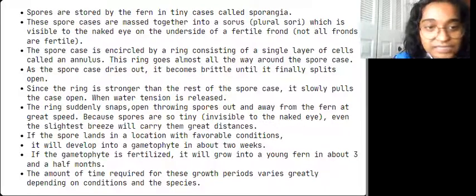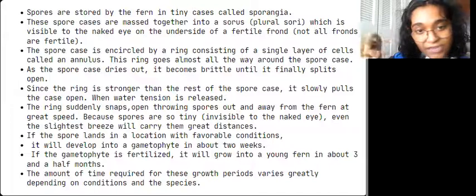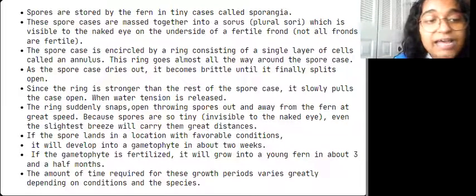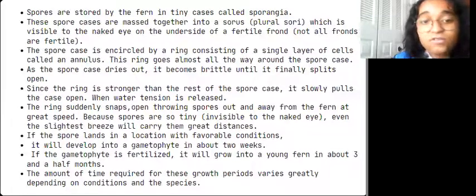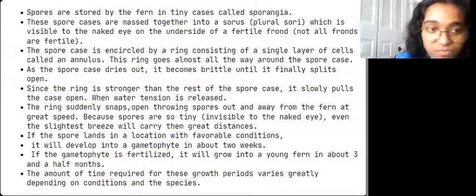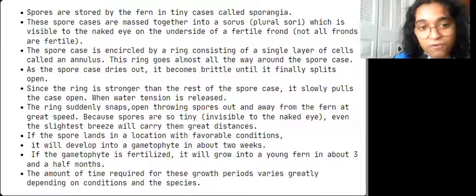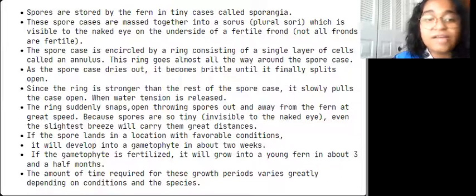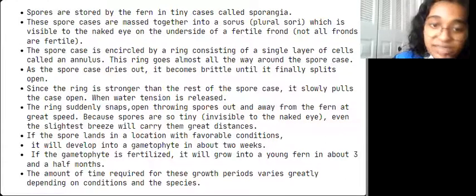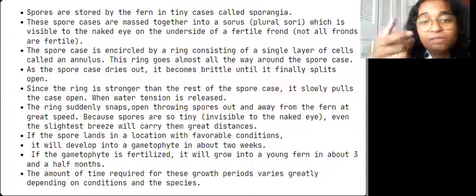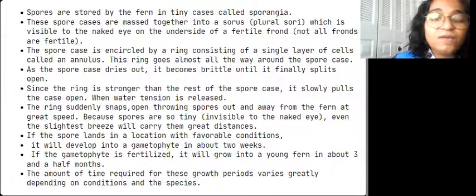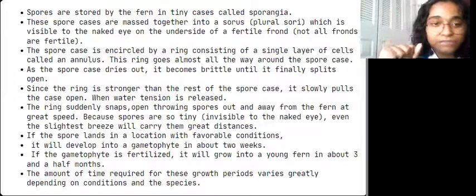The spore case is encircled by a ring consisting of a single layer of cells called the annulus. The ring goes almost all the way around the spore case. As the case dries out, it becomes brittle until it finally splits open. Since the ring is stronger than the rest of the spore case, it slowly pulls the case open, and when the water tension is released, the ring suddenly snaps.